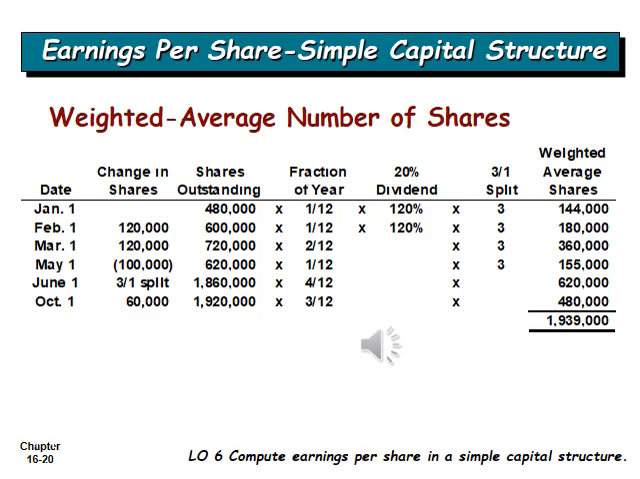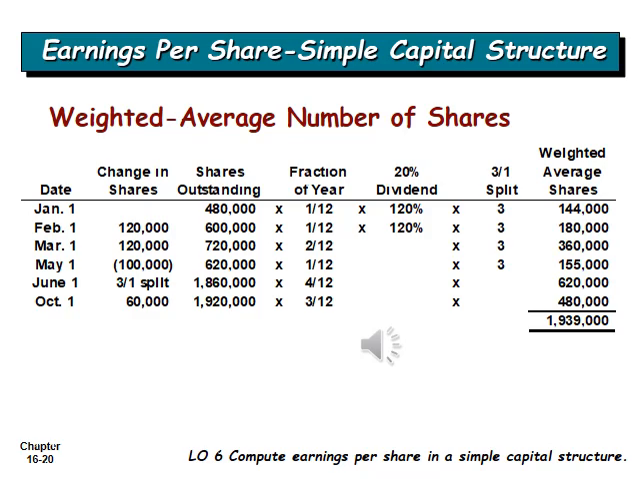After that, on February 1st, we issued 120,000 shares. So the amount becomes 600,000. This amount remains for 1 month, from February until March 1st. So we multiply this amount times 1 over 12 and restate this amount for the stock dividend and the stock split, times 120% for the stock dividend and 3 for the stock split. So the weighted average will be 180,000.